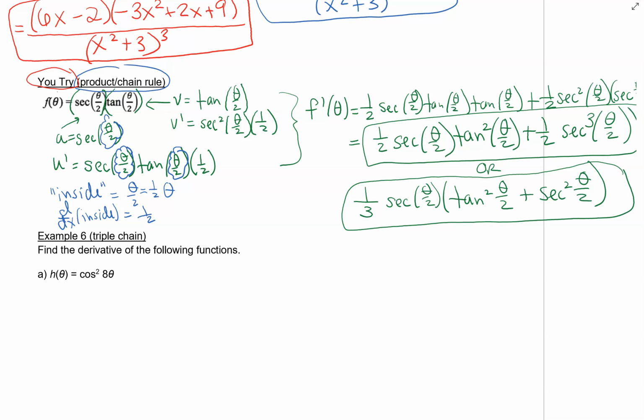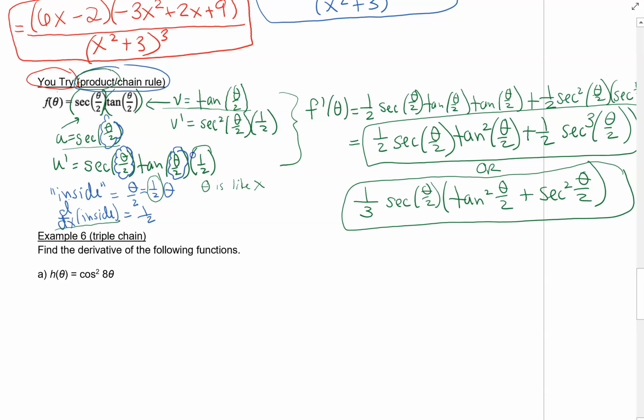All right, so in this one, we had to use a product rule. So I let secant of theta over 2 be my u, and tangent of theta over 2 be my v. So then to find u prime and v prime, I had to use the chain rule because I had this inside part, which was theta over 2, or 1/2 theta. And remember, theta is like x. It's like our variable, our independent variable. So the derivative of that would just be the constant multiple in front, which is 1/2. So that was the derivative of the inside part for both of these functions.